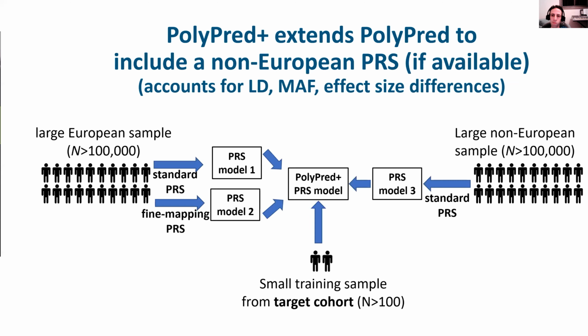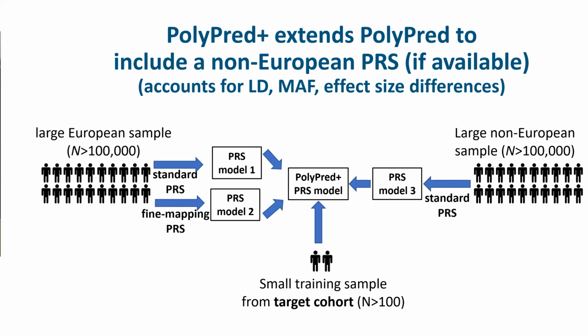Yeah, and one thing that I want to ask. Sure. Sorry, I have two questions. For your large non-European sample, why didn't you generate fine-mapping PRS for that one? And my second question is, how about your target cohort, the small training sample, what does it consist of, and how does that affect the optimization?